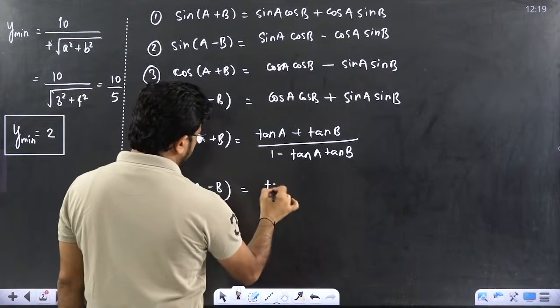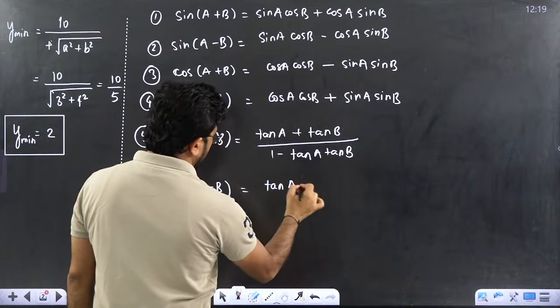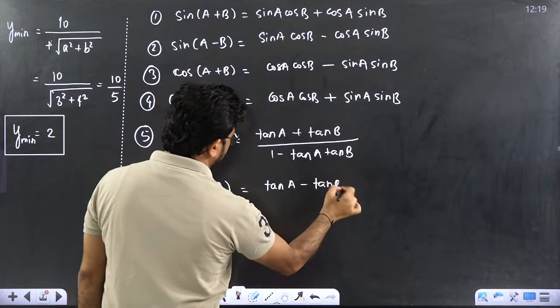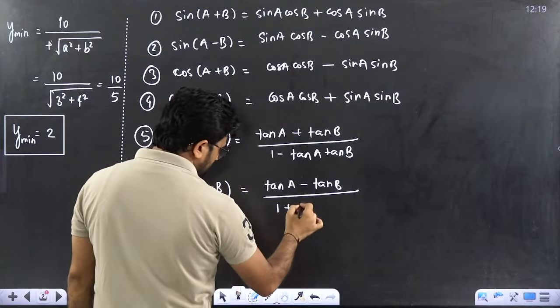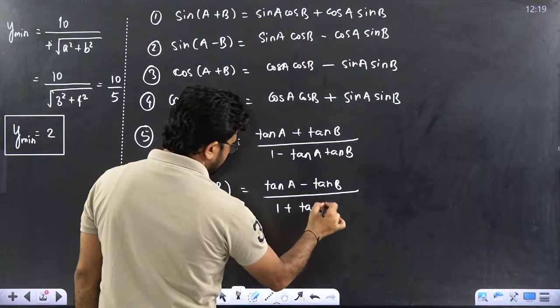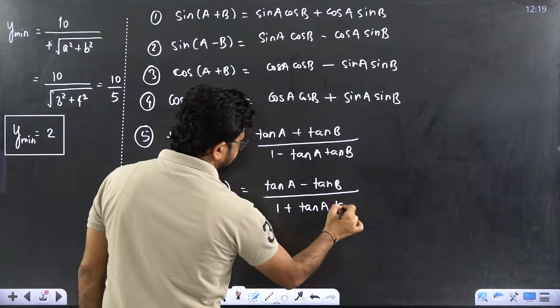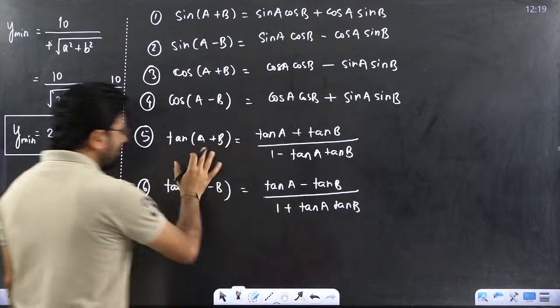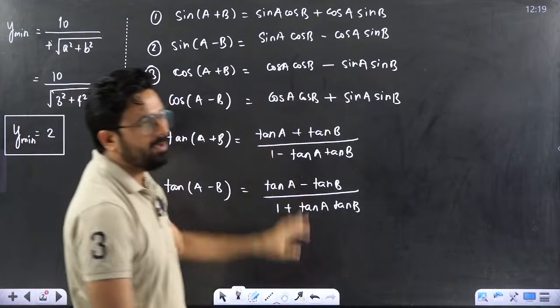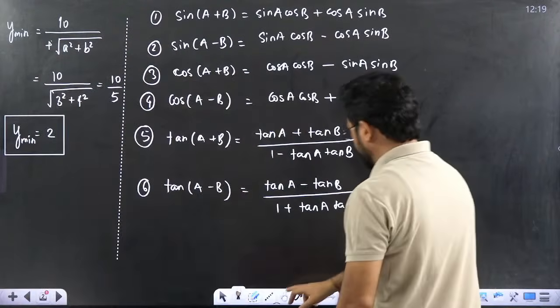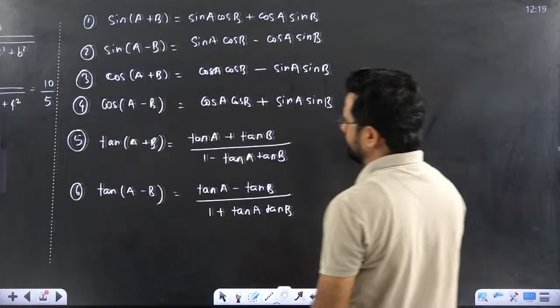That is equal to tan A minus tan B divided by 1 plus tan A tan B. But this is not much useful, especially tan. The first four formulas are very important. They are used in physics, in a lot of places.